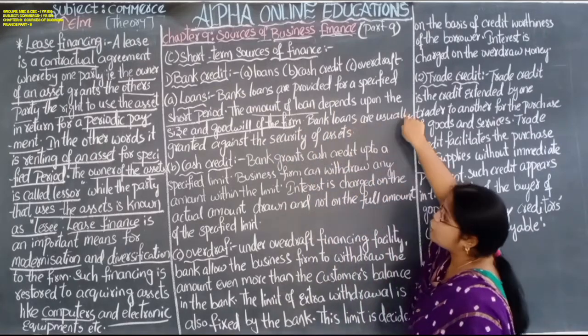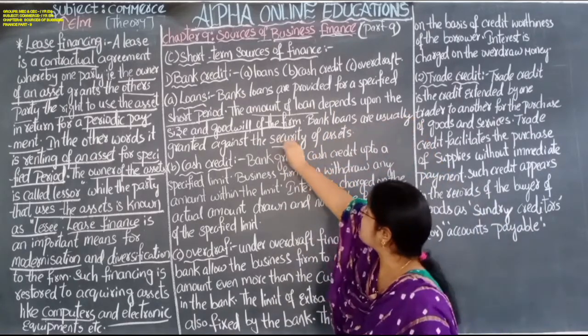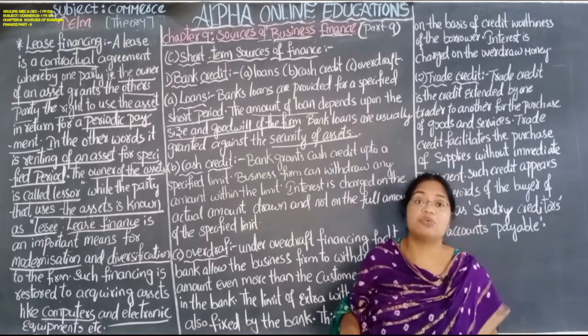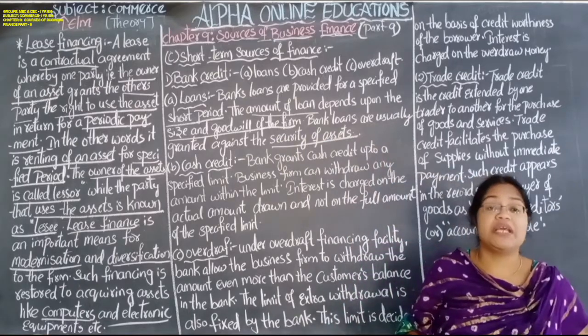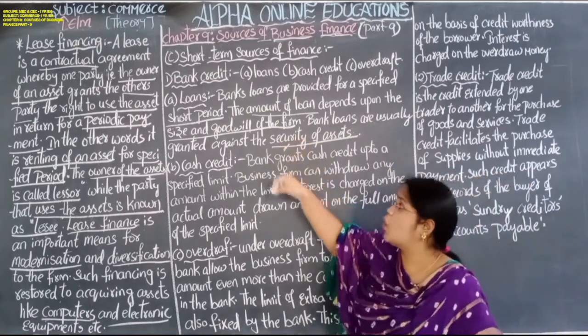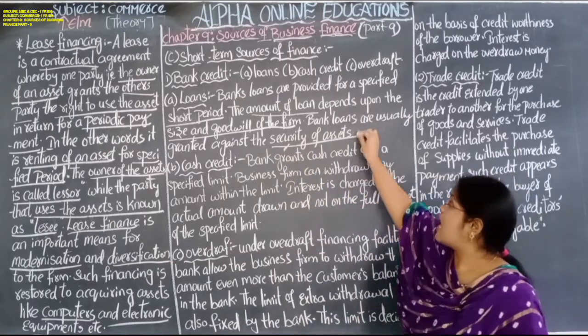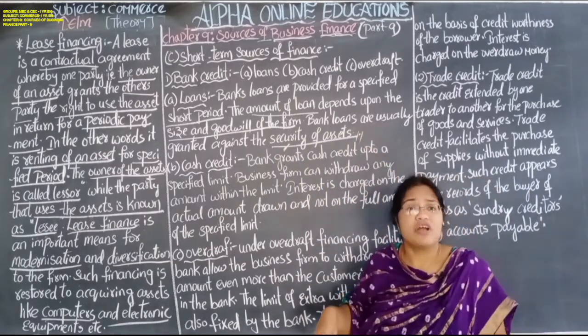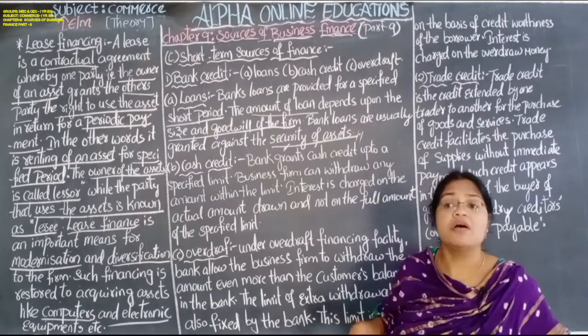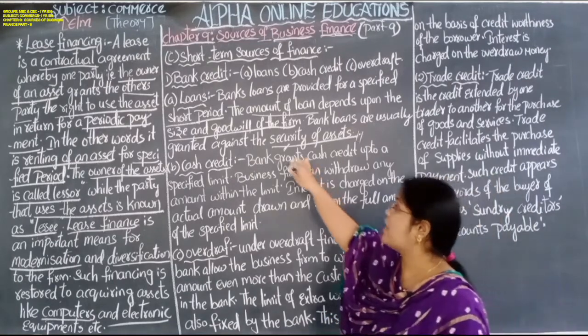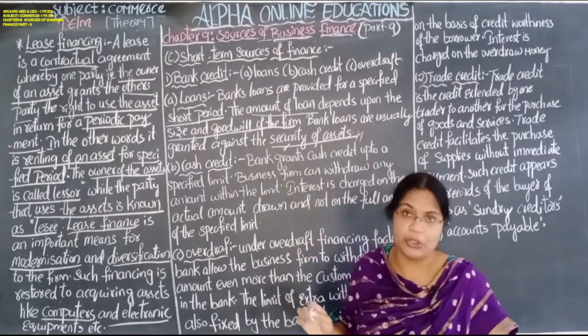Bank loans are usually granted against the security of an asset. Means you have to keep some security. Security means shares, gold or anything, or assets like plant and machinery, furniture, anything you have to keep in a mortgage. Then only the bank will grant a loan to you.